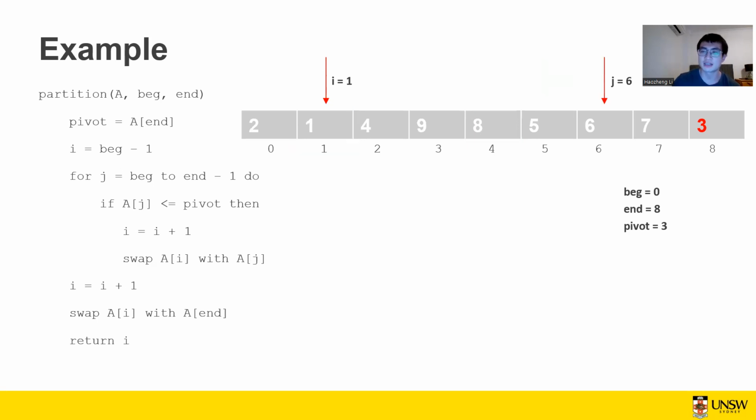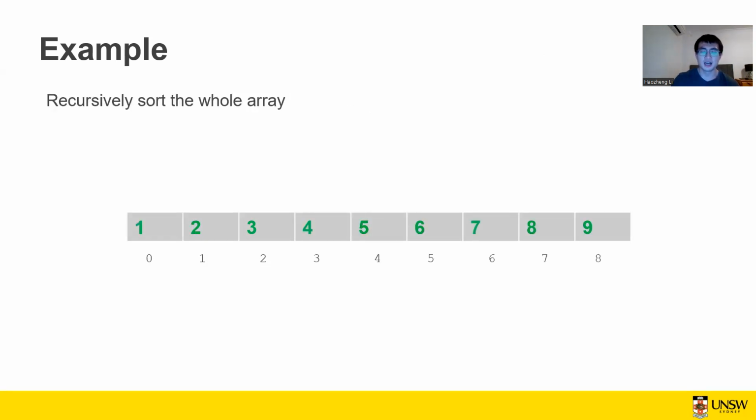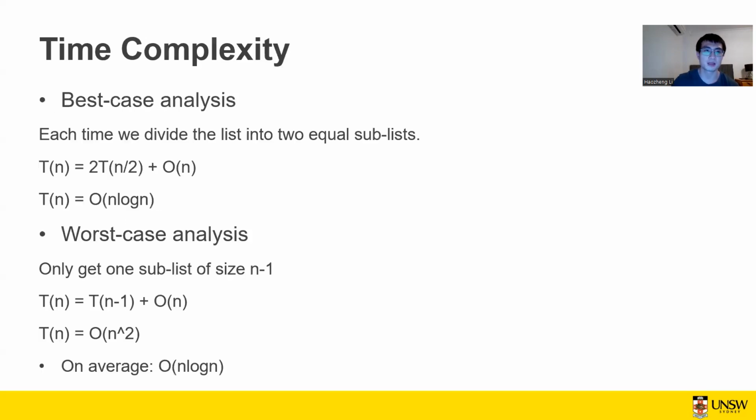Notice that 5, 6, and 7 are all larger than 3, so we reach the end of the for loop. Then we add 1 to i, which means A[i] is equal to 4, and swap A[i] with A[n]. Now 3 is in the right position. After that, we recursively sort the whole array. Here is the animation. After the recursive calls, we will get the final sorted array.